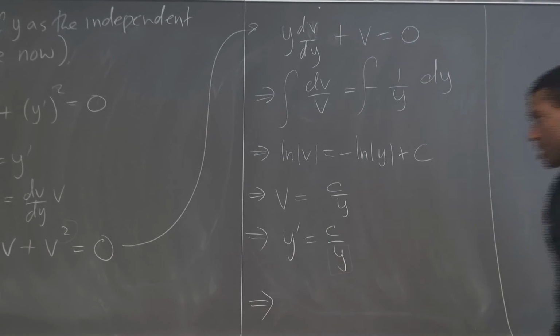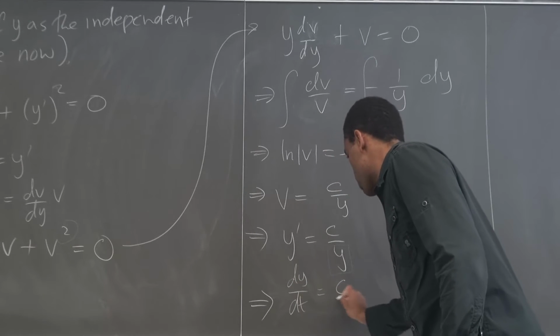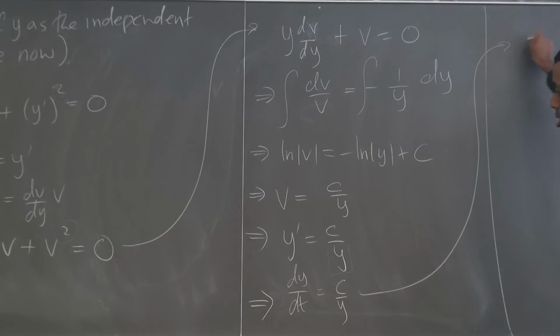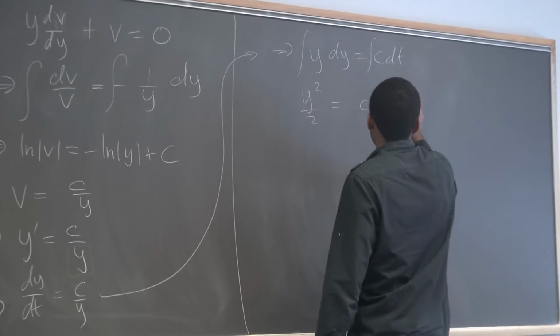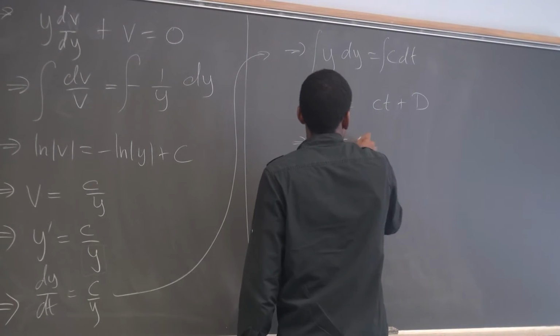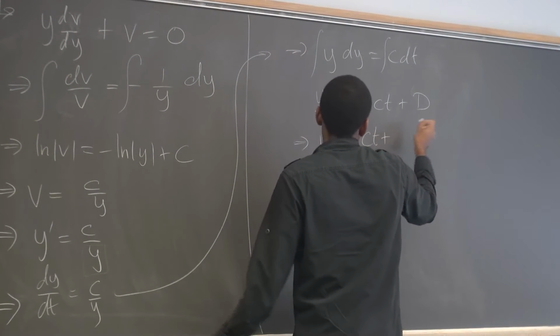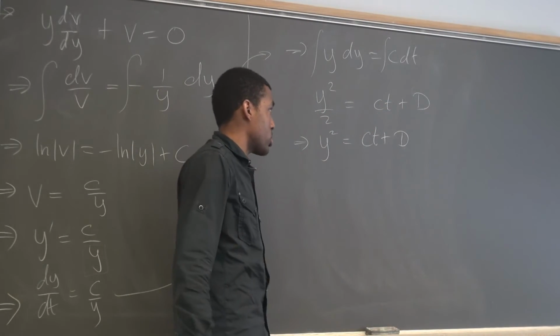It's separable again, right? This is really dy dt is equal to c over y. Which means I can say y dy is equal to c dt. Integrate both sides. This is y squared over 2 is equal to ct plus another constant. This means that y squared is equal to ct plus constant. Then I multiply them by 2, but they're still just arbitrary.